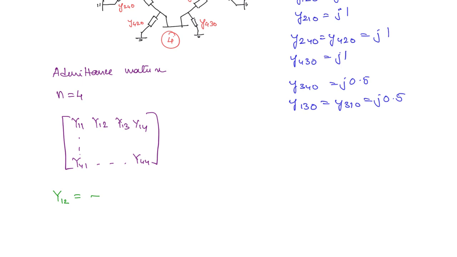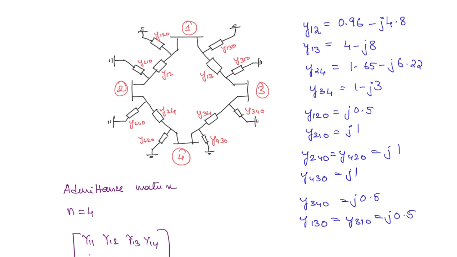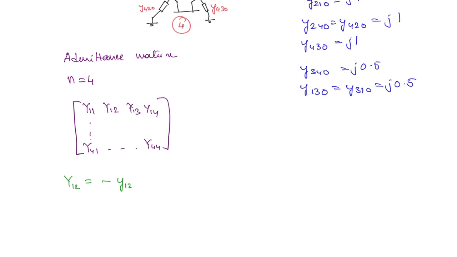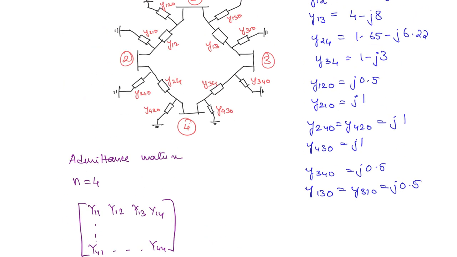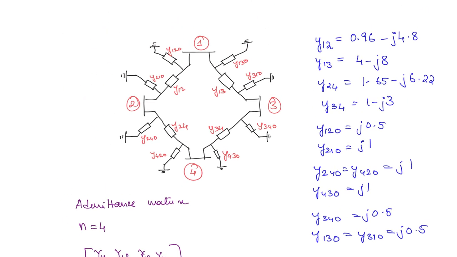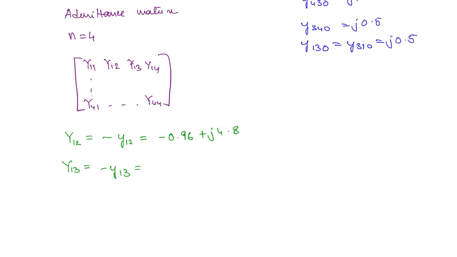First, if you see Y12, what will this be? This will be the negative of the admittance of the transmission line between buses 1 and 2. It is already given here, y12 is 0.96 minus j4.8. So Y12 will be equal to the negative of that admittance, which is minus 0.96 plus j4.8. Similarly, Y13 you can write as minus y13. This value is given as 4 minus j8. So capital Y13 will be equal to minus 4 plus j8.